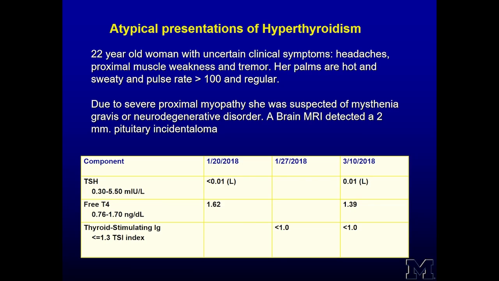Atypical presentation of hyperthyroidism. This is the case of a 22-year-old woman with uncertain clinical symptoms. She has headaches, proximal muscle weakness, and tremor. Her palms are hot and sweaty, and she is tachycardic. Due to severe proximal myopathy, she is suspected to have myasthenia gravis or a neurodegenerative disorder, and an incidentally detected pituitary incidentaloma on a brain MRI. As you see here, the TSH is suppressed, T4 is normal, and thyroid-stimulating immunoglobulins are undetectable.